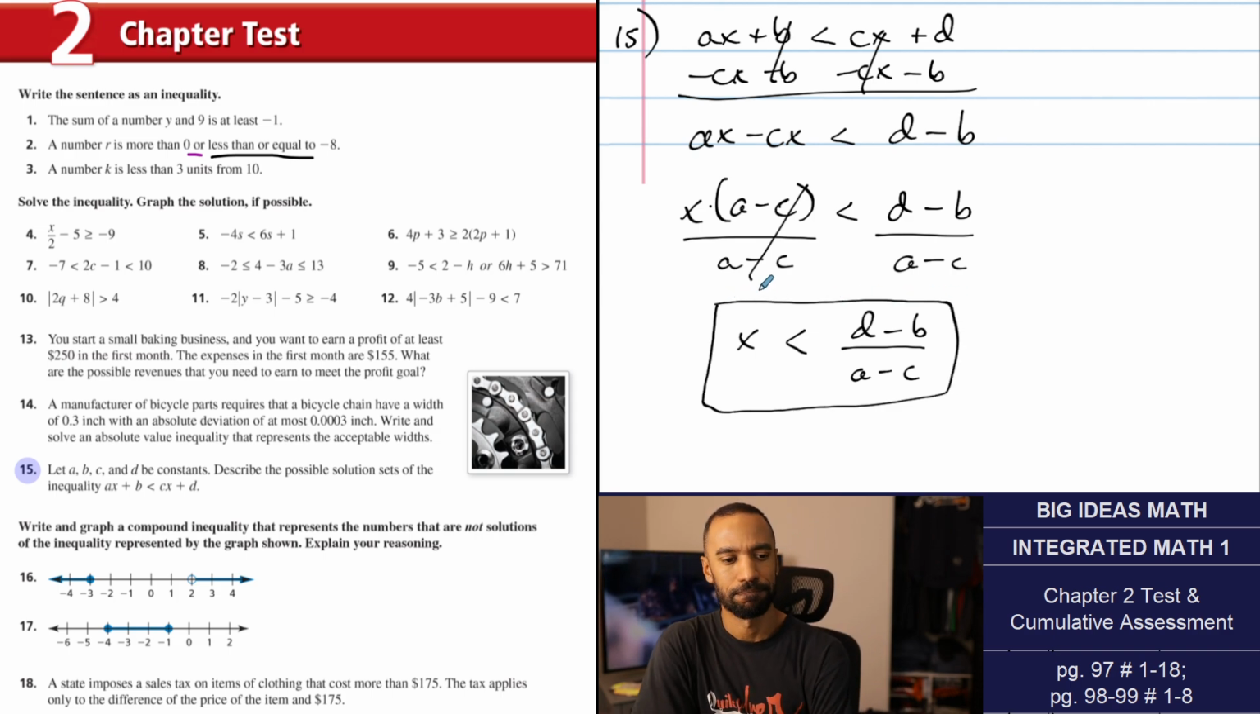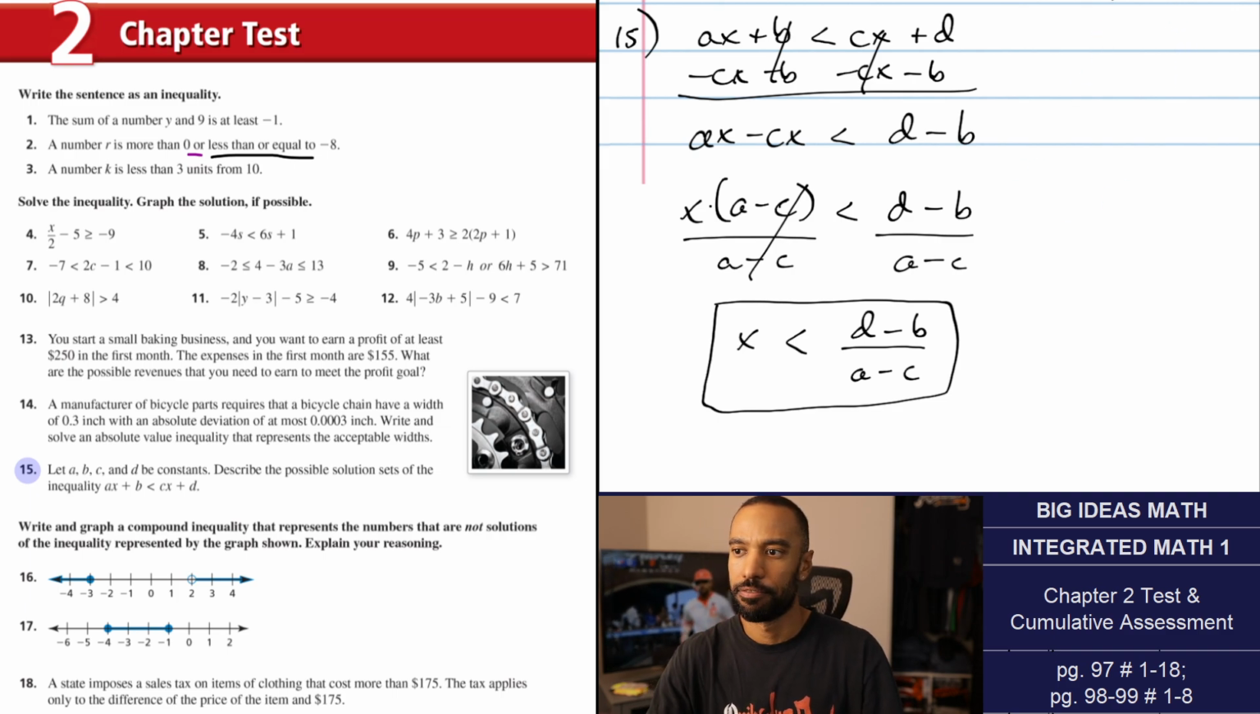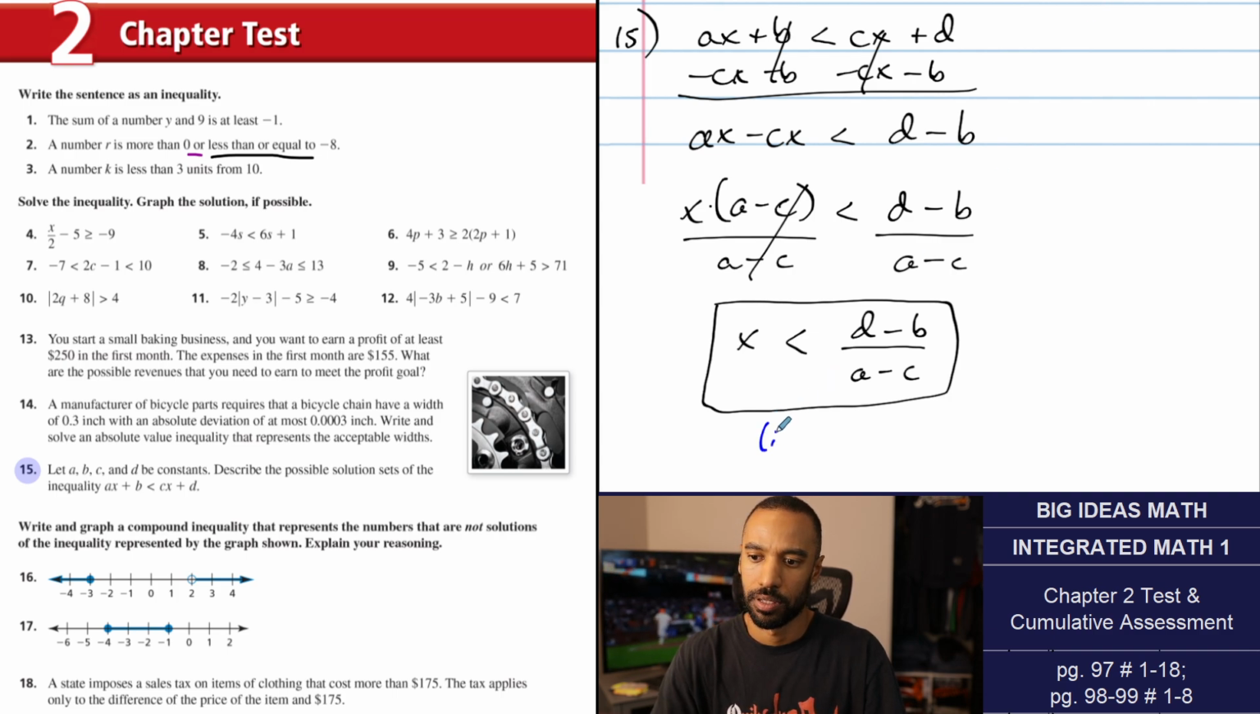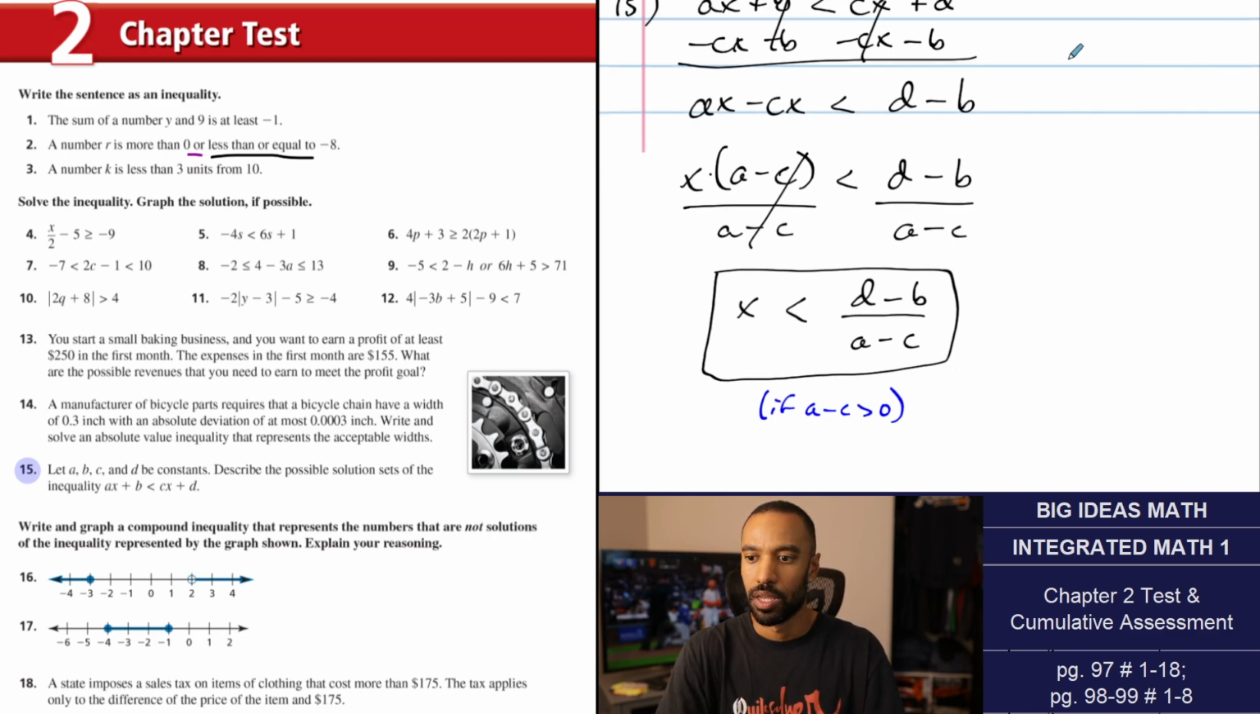Now the only thing that I'm not sure about here is that, see, if A minus C is a negative number, then we'd be swapping the inequality. So this is one version of what it could be, given that A minus C was a positive number. If A minus C is greater than 0, because I don't know anything about that possibly being 0 or less than 0.